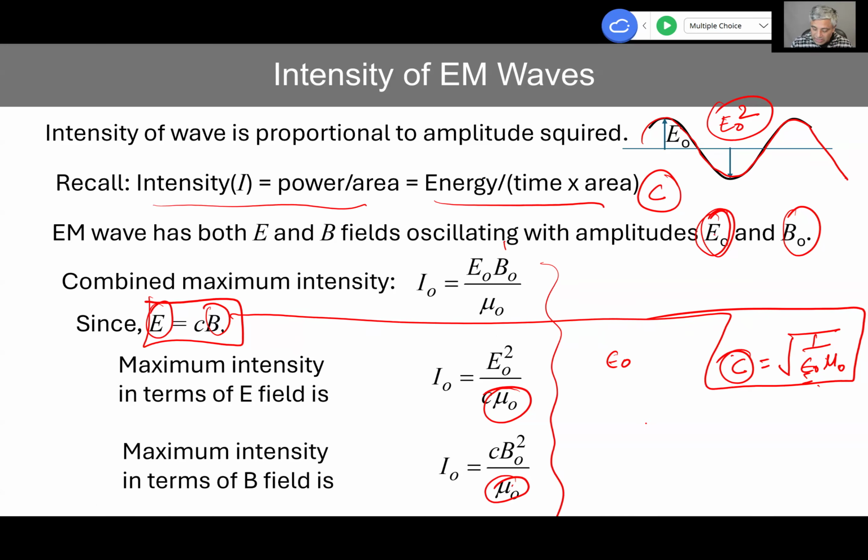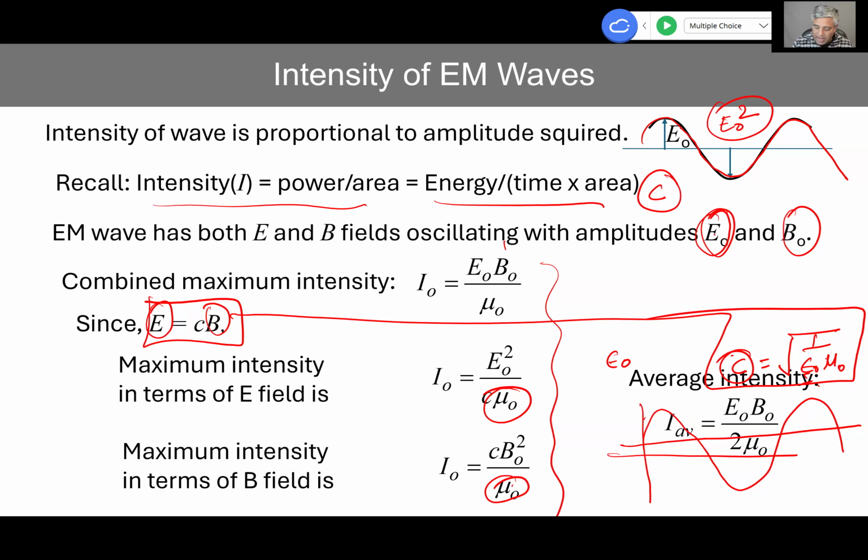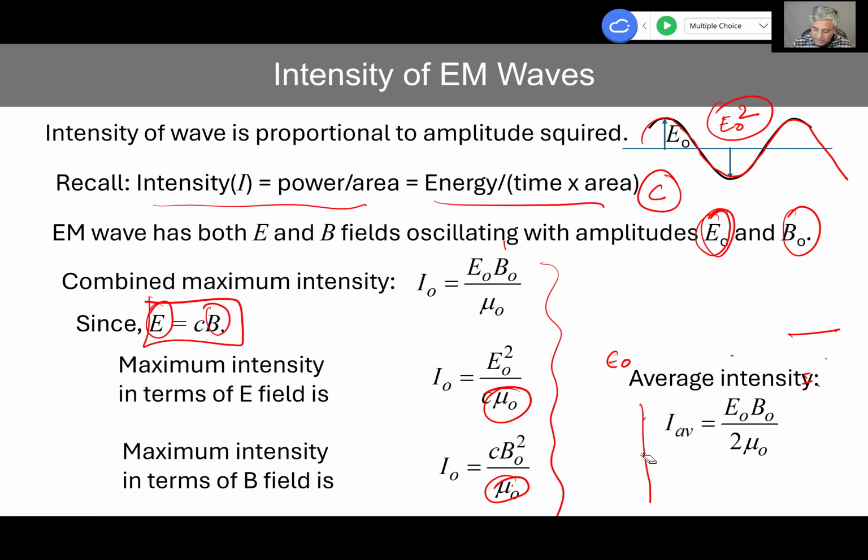So remember when we were talking about EMF and current that is alternating, we had a wave something like that, and then we defined the RMS value. So for this, we're not defining an RMS value, but we can write the average value, and the average value is exactly half of the amplitude. The average turns out to be half of this amplitude. So you see this, and this is exactly half of that.